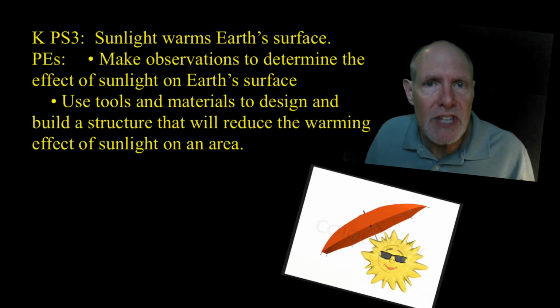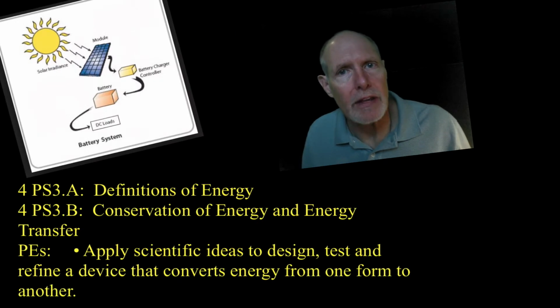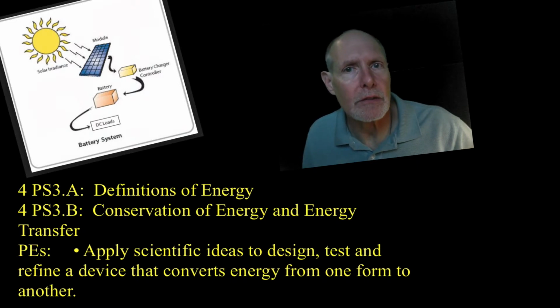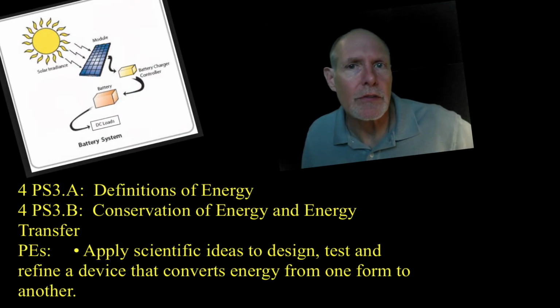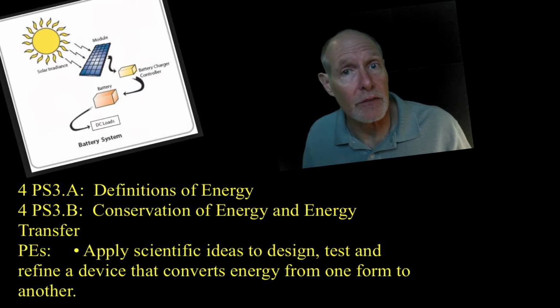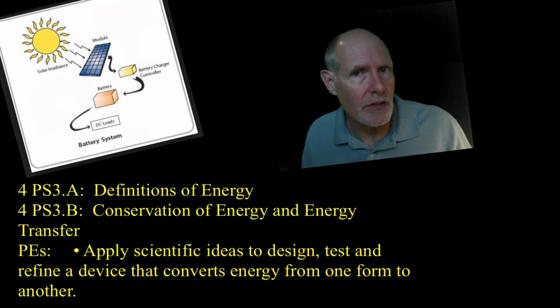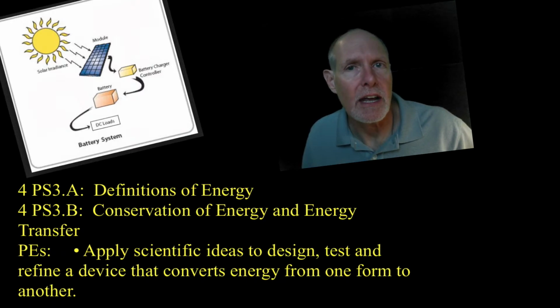It's expected that they will continue to learn more about energy in grades 1, 2, and 3, because at grade 4, then they need to be introduced and they need to know a definition of energy, especially conservation of energy and energy transfer. And a performance expectation at that level states that students need to apply those scientific ideas, and they have to design, test, and refine a device that converts energy from one form to another. So as a teacher, imagine the lessons that will need to be taught in a sequence to get students to the point where they can actually do that performance expectation at the 4th grade level.